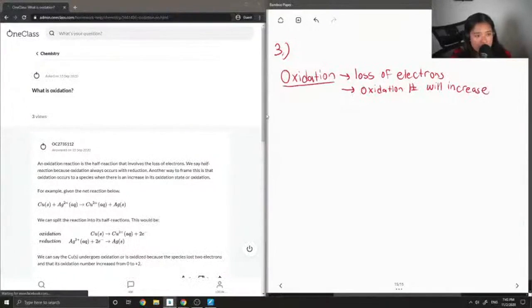So the opposite of an oxidation reaction is a reduction reaction. And as you can guess, this is when you have a gain of electrons, and its oxidation number will decrease.